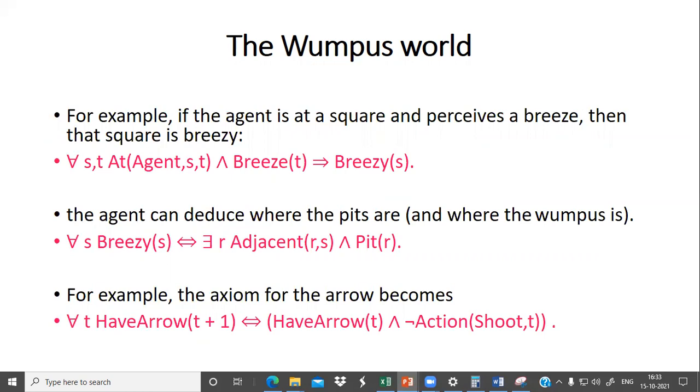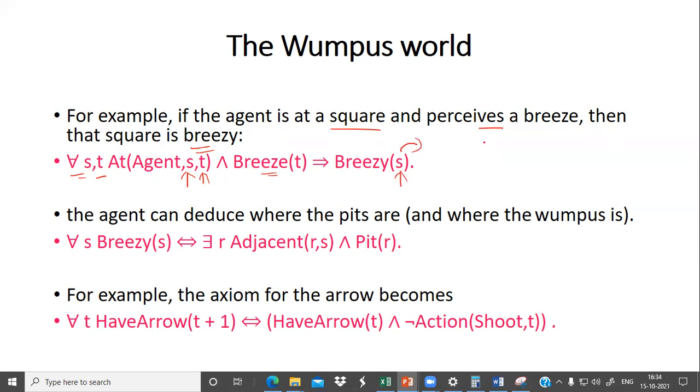Similarly, we can also represent that if the agent is at a square and perceives a breeze, then the square is breezy. So it's a very basic fact. For all s, t: at(agent, s, t) and the agent perceives breeze at time t, which implies that there is breeze at state s.